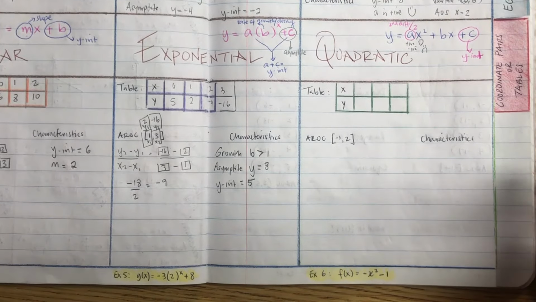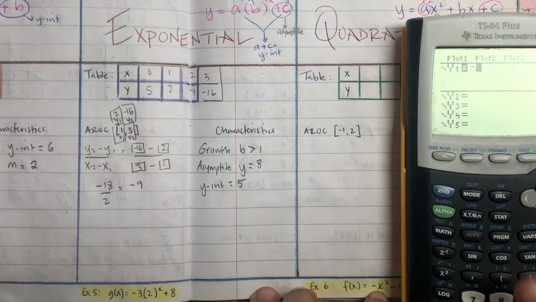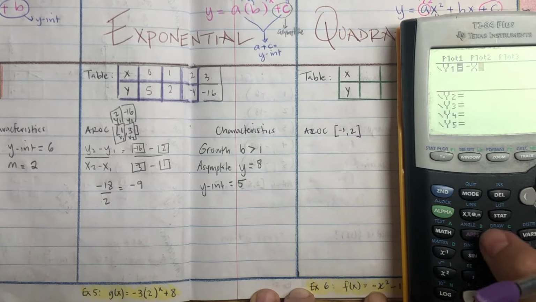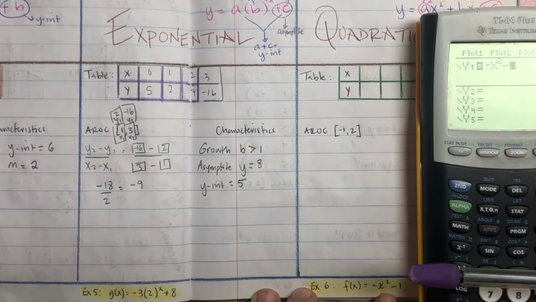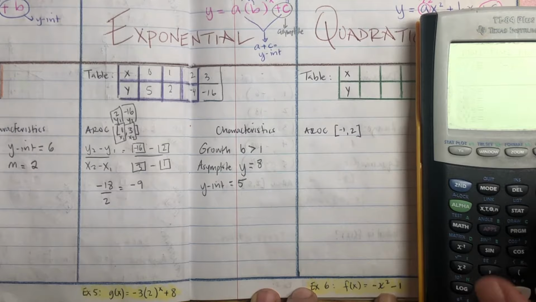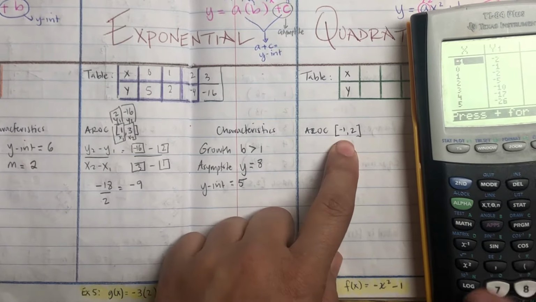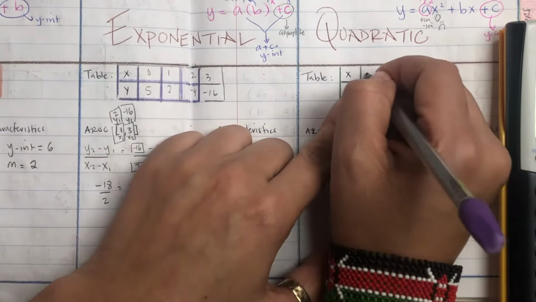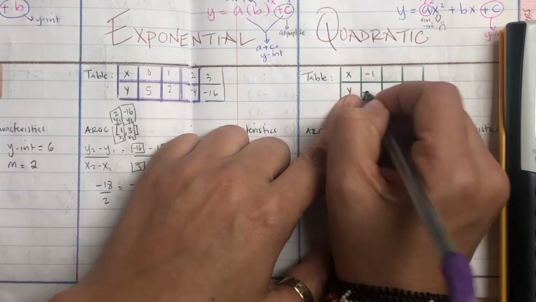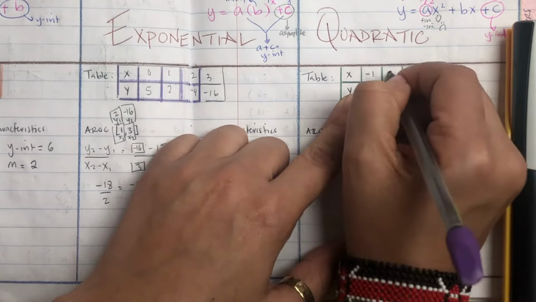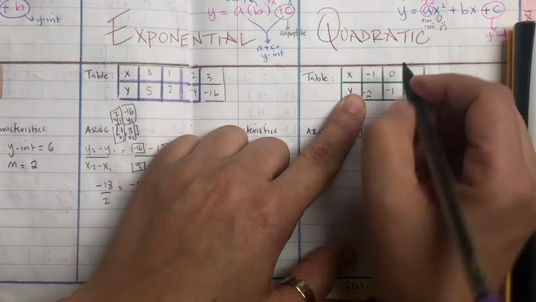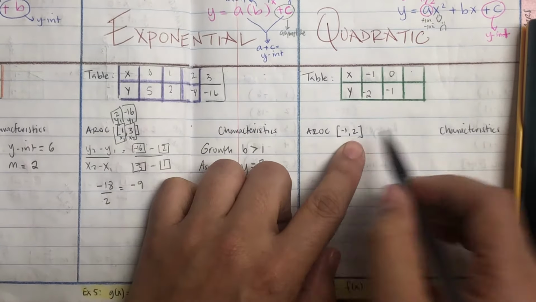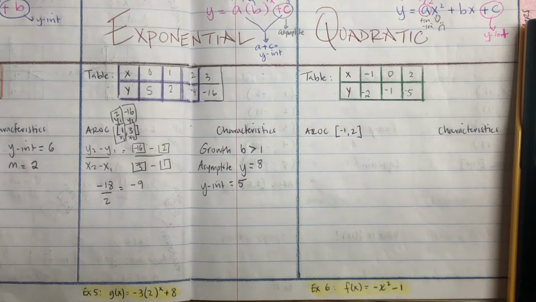All right, let's look at a quadratic example. -x squared minus 1. Okay, then you hit second table. And then I just want to include -1 and 2. So these values here. So it goes -1 is -2. 0 is -1. 1 is -2. But I'm just going to skip that one and go to 2. 2 is -5.